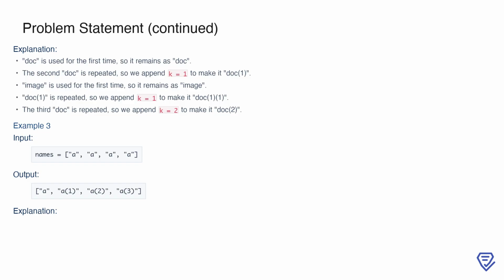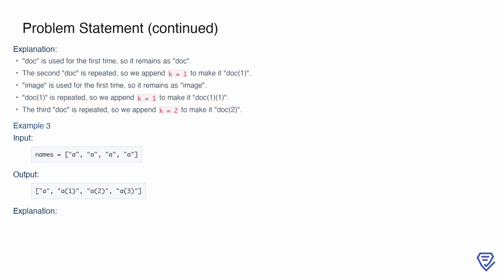The first occurrence of doc is unique, so it stays as doc. The second occurrence of doc is a duplicate, so we append k equals 1, making it doc(1). Image is unique and remains unchanged. The next file name, doc(1), is a repetition of the modified name from earlier. To make it unique, we append k equals 1 again, resulting in doc(1)(1). Finally, the last occurrence of doc is a duplicate, so we append k equals 2, giving us doc(2).